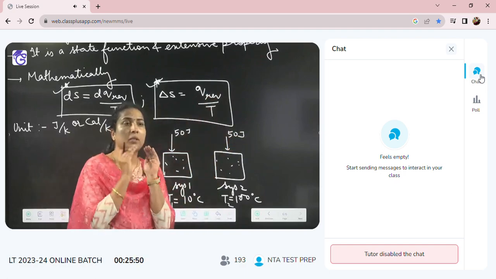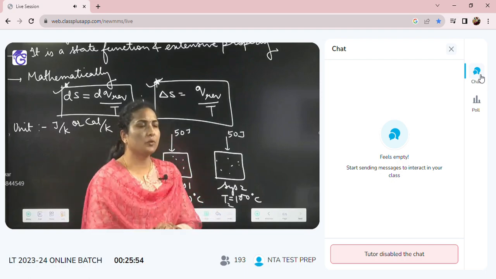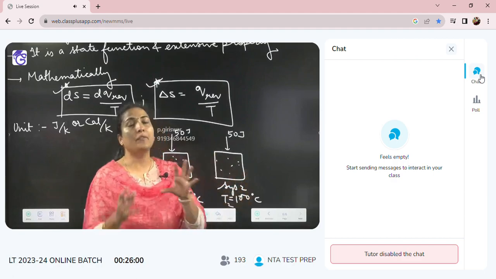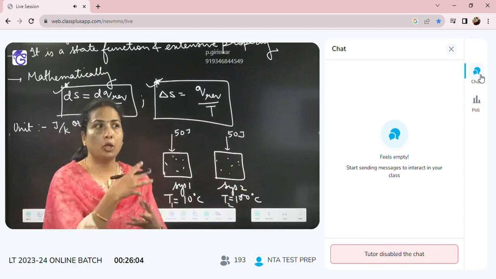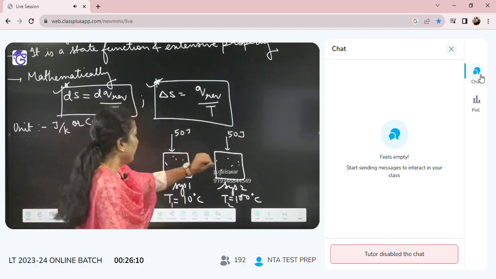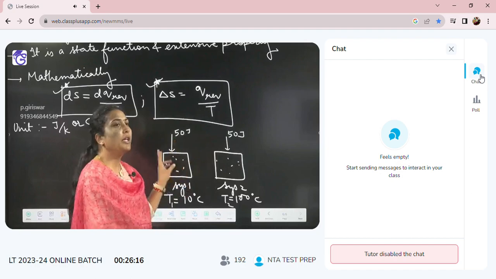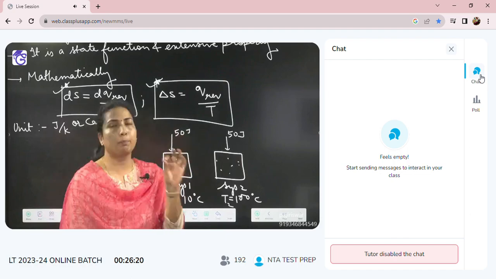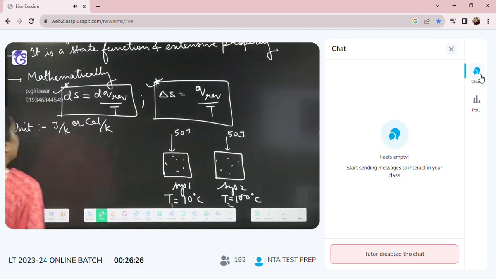The system which I have maintained at lower temperature, their randomness will be less because of less kinetic energy of the molecules, less thermal motion there. Here, system 2, you have maintained at higher temperature. So already the molecules are moving with higher kinetic energy, more randomness is there, more thermal motion is there. Now, if I am sending the same amount of heat, 50 joule, into these two systems, where will you find more change in entropy, system 1 or system 2?